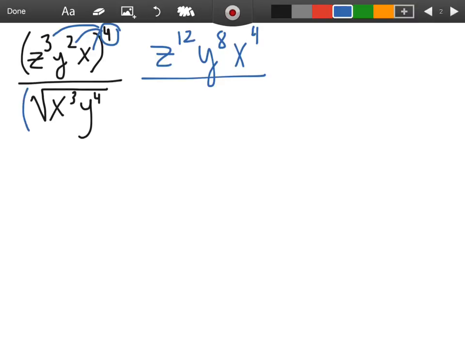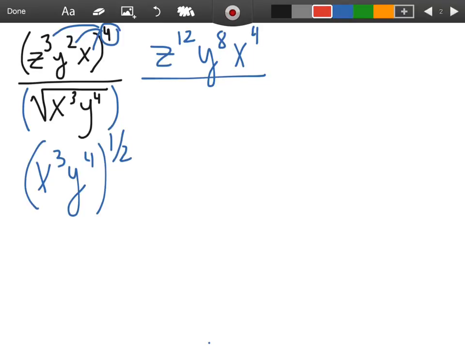Now over here, I want to make sure I remind myself that a square root is also just like putting something to the 1/2 power. Now if I put this to the 1/2 power, I can distribute the 1/2 to both pieces. Well, like the first problem we just did, 3 times 1/2 doesn't give us anything pretty. We'll leave it at 3 halves, but 4 times 1/2 does. 4 times 1/2 is 2. So that's my new denominator.